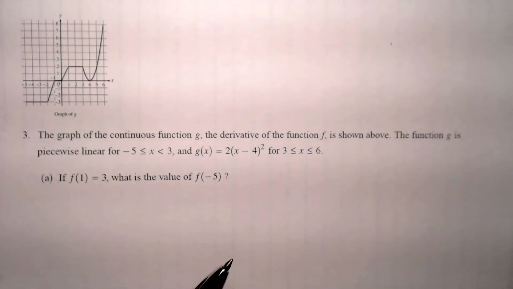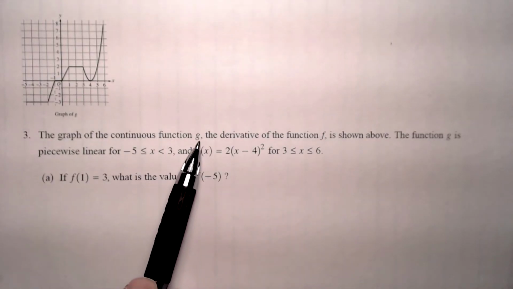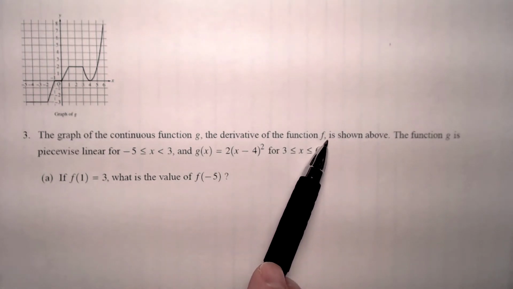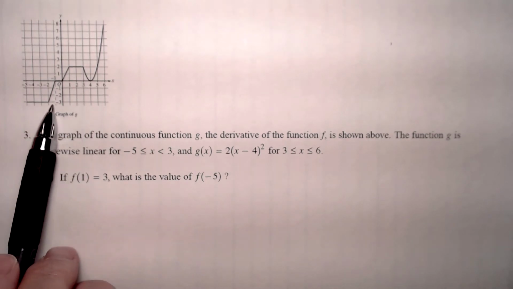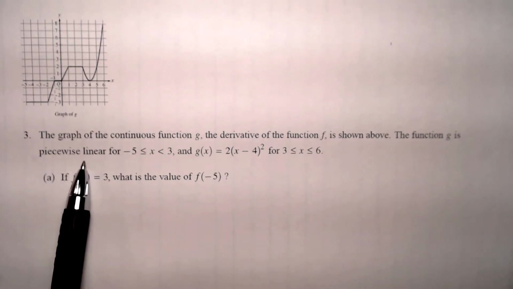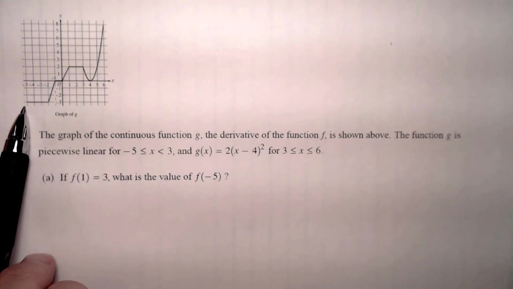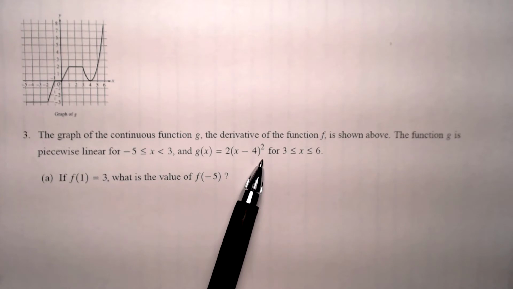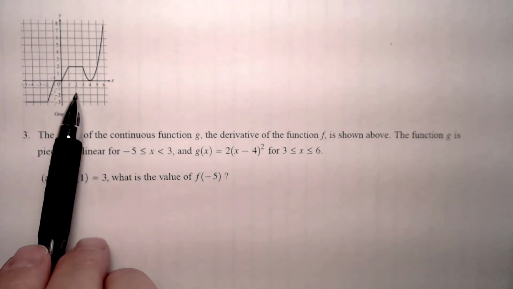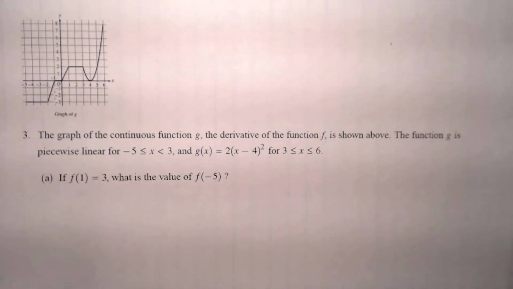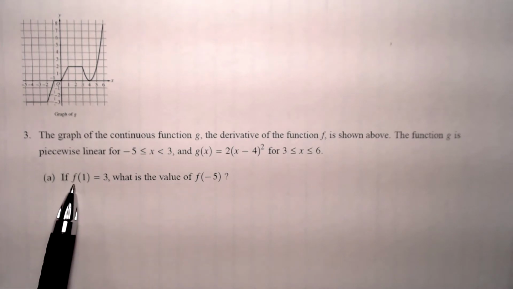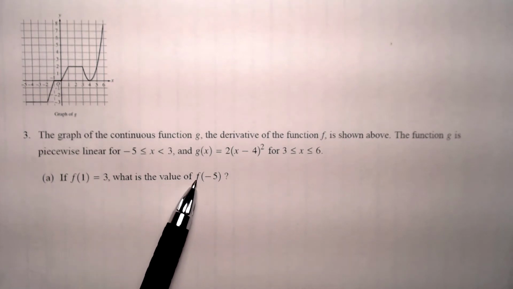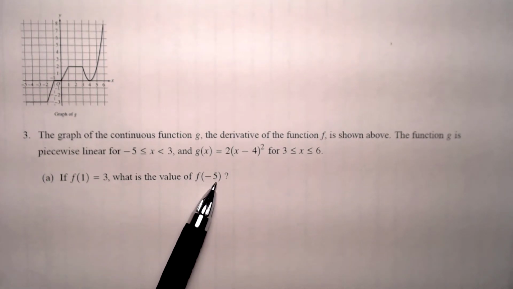So in this question we are given the graph of a continuous function g, which is the derivative of some other function f, which is the graph of g is shown here. And it is piecewise linear for the interval negative 5 to 3, and then it is given by this quadratic formula for x between 3 and 6. And we are given f of 1 equals 3, and we need to find the value of f of negative 5.